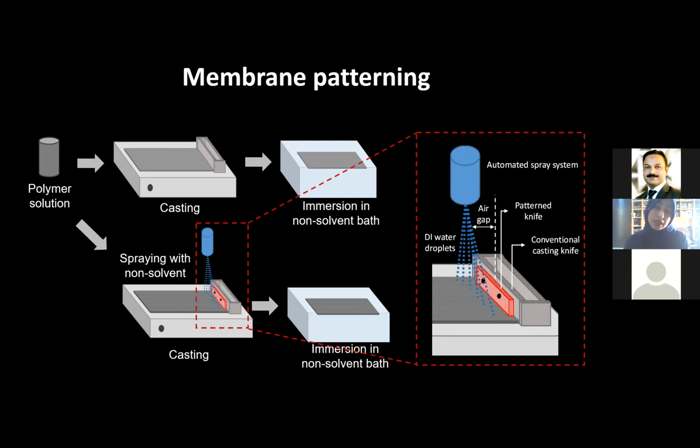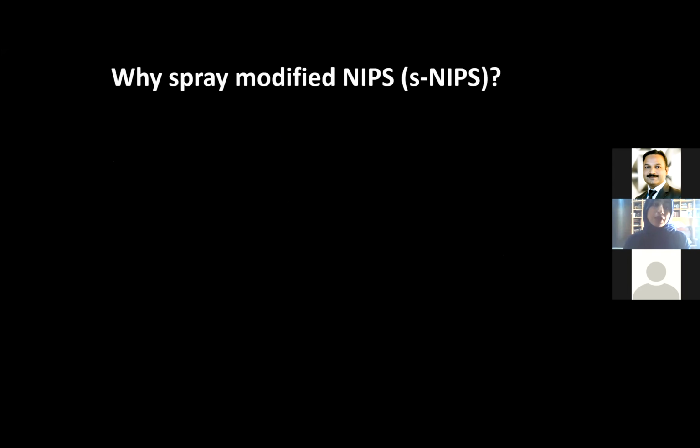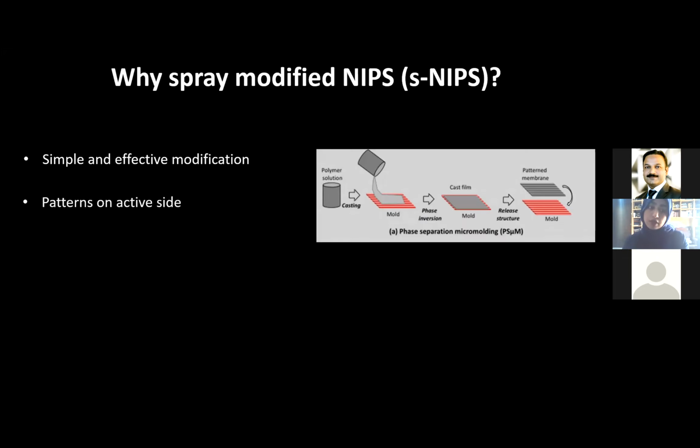So why is this method better? First of all, it was a very simple and effective modification of the conventional process. And about the importance of this point, I will come back to it later in the presentation. Also, as compared to other patterning methods, we could create patterns on the active side, because you can also create patterns by pouring your solution on a patterned mold. But in that case, the patterns will be formed on the backside, which we do not want.